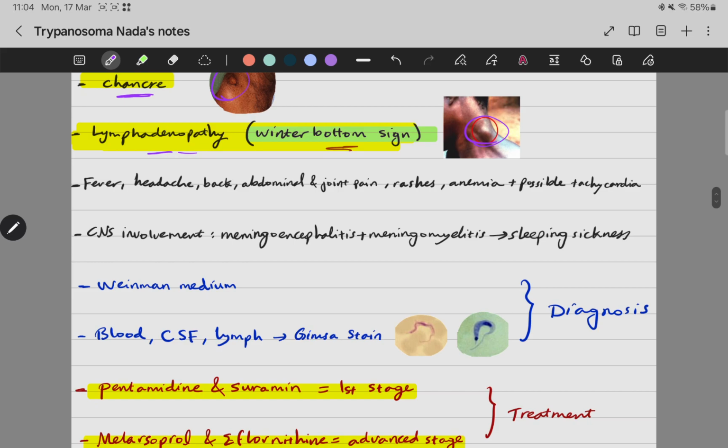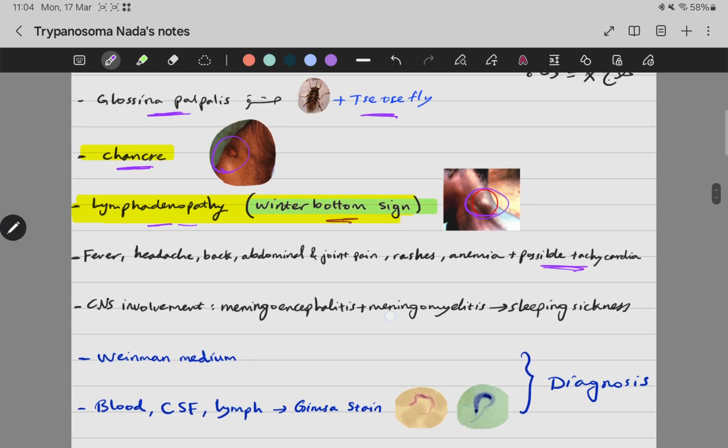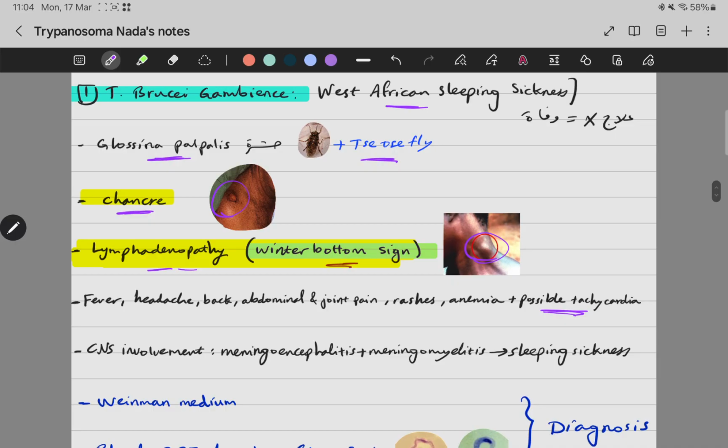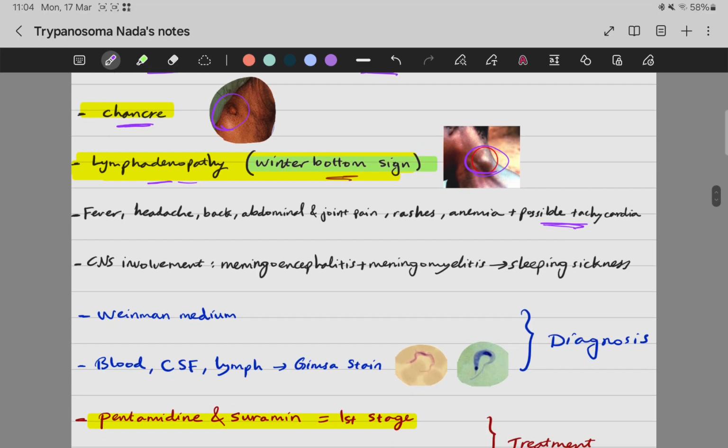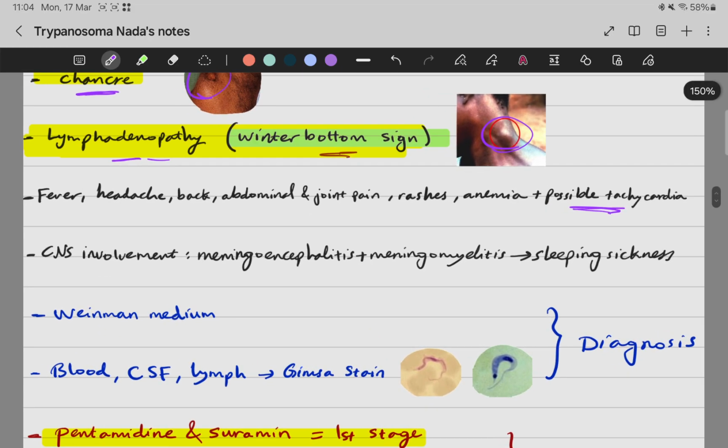Okay, we also have different symptoms like fever, headache, back and abdominal pain, joint pain, rashes, anemia, and possible tachycardia too. Okay, so these are the first stages of the disease. Later, when the disease starts to progress into a dangerous stage, it becomes involved with the CNS, the central nervous system, and it causes meningoencephalitis and meningomyelitis, eventually leading to sleeping sickness.